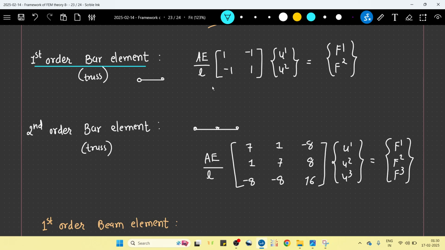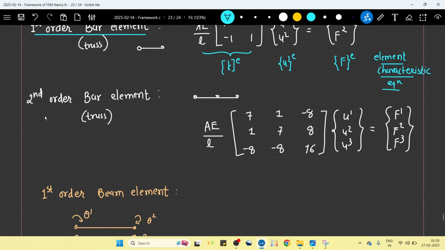So this is an element stiffness matrix. As we know, this is a displacement vector for the element and this is a force vector at element level. So this is the element characteristic equation. This we have already seen.